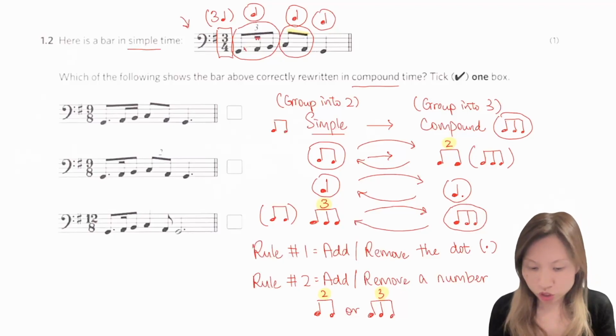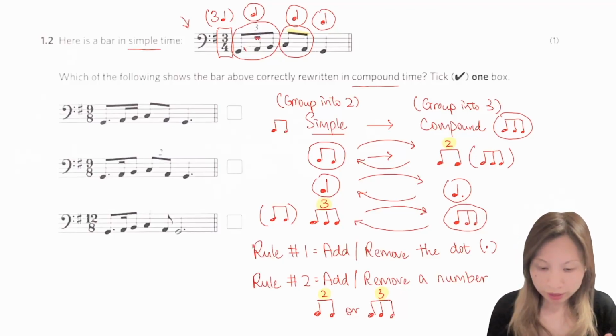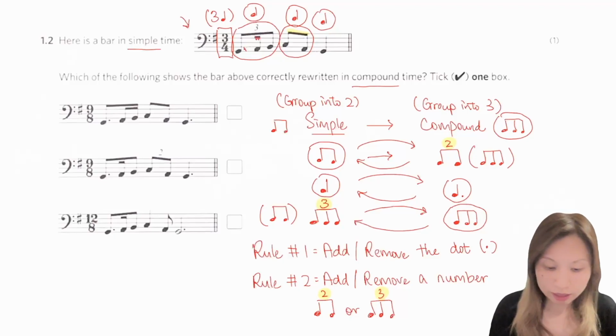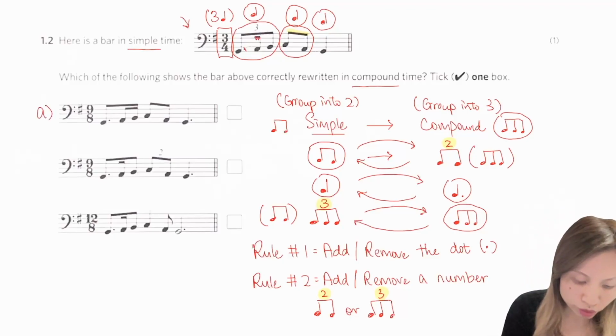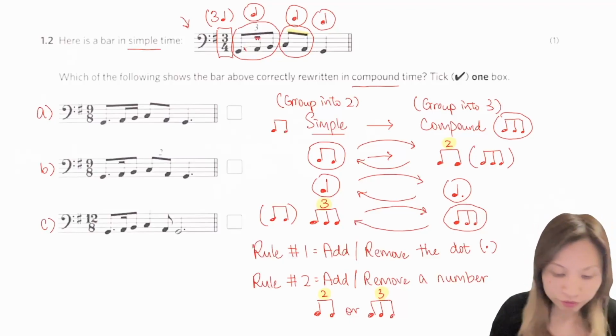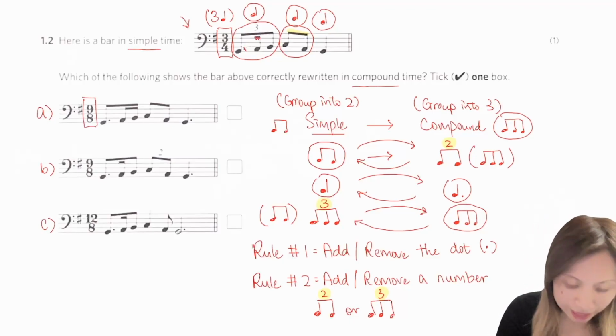Okay, going back to question 1.2 here, in the original melody, we have already grouped the notes into crotchet beats. If you look at the time signature again, it's 3 crotchets, right? Now let's look at our choices. We've got 3 choices here. I'm just going to label them as A, B, and C. The first one is 9/8 time.